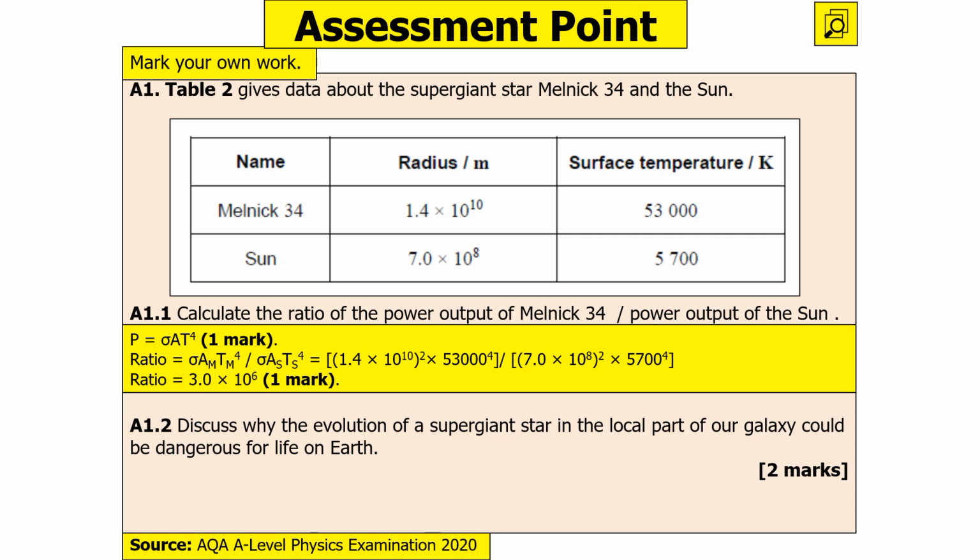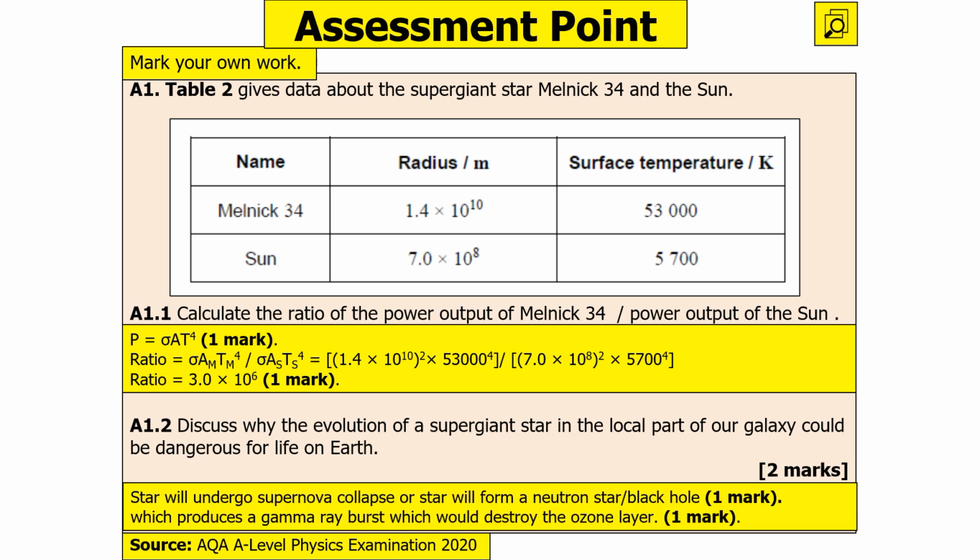Now the next one, why could they be dangerous for life? Well, it's because when a star undergoes a supernova collapse and it forms a neutron star or black hole, it'll produce a gamma ray burst. Now the gamma ray burst can destroy the ozone layer of a planet such as the Earth, which would then be dangerous for life on Earth.